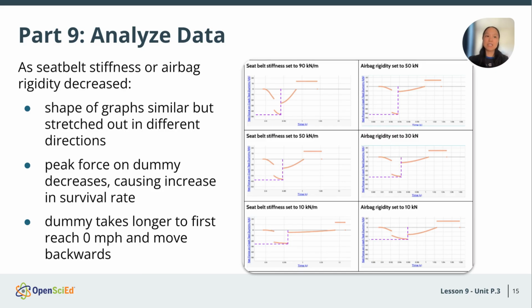Part 9 of the lesson is about how to optimize the design of safety features. As long as both safety features act on the crash test dummy, the shape of the graphs is similar, but they are stretched out in different directions. In all these scenarios, the peak force on the dummy decreases when seatbelt stiffness or airbag rigidity is lower, and lower peak force results in an increase in the likelihood of survival. Also, the dummy takes longer to first reach 0 miles per hour and move backwards.